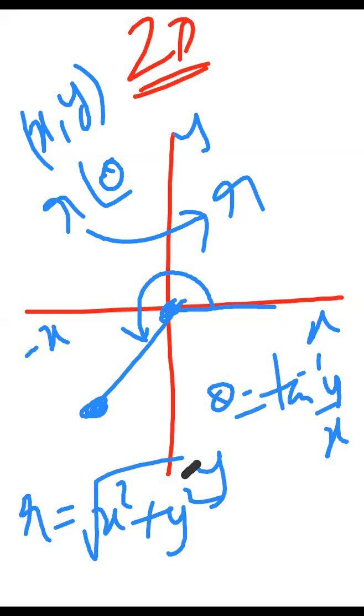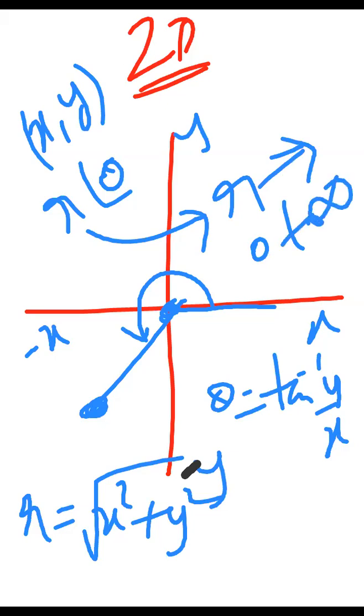Now, what is the range of r? The range of x is minus infinity to plus infinity, but r is a radius. The radius can never be negative. So the range of r is 0 to infinity.